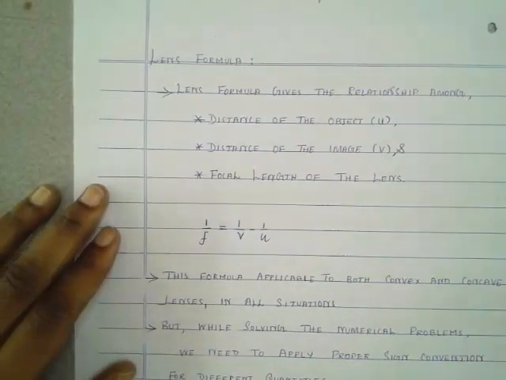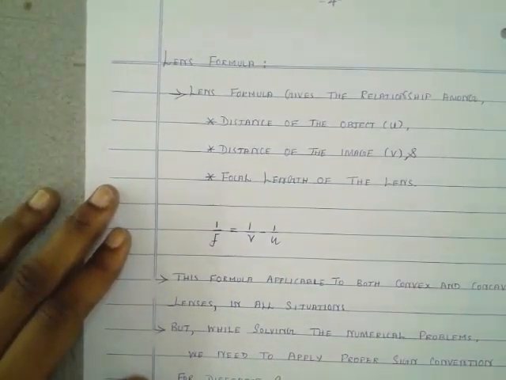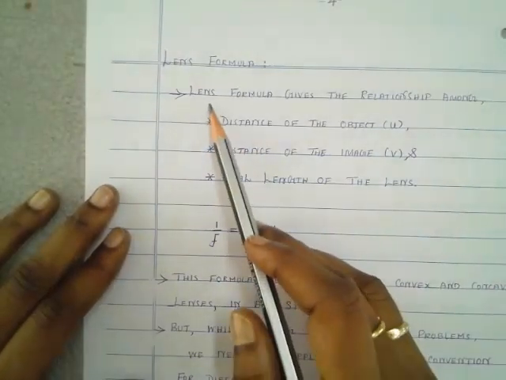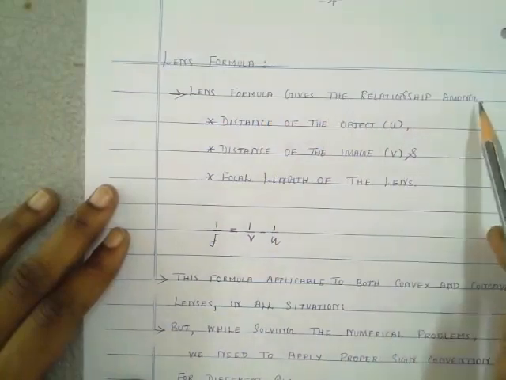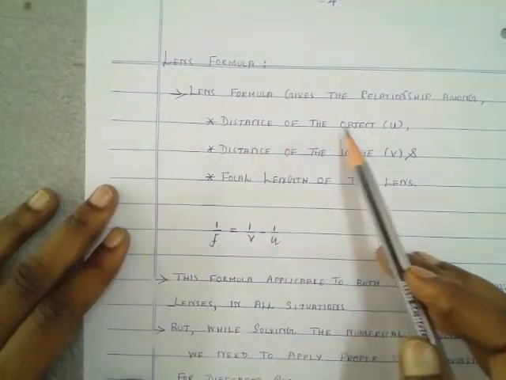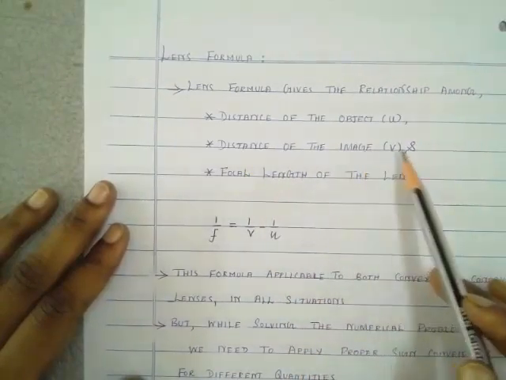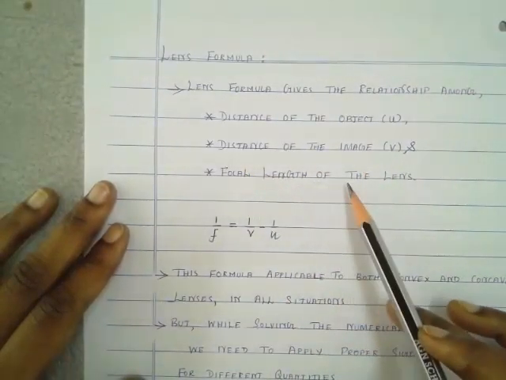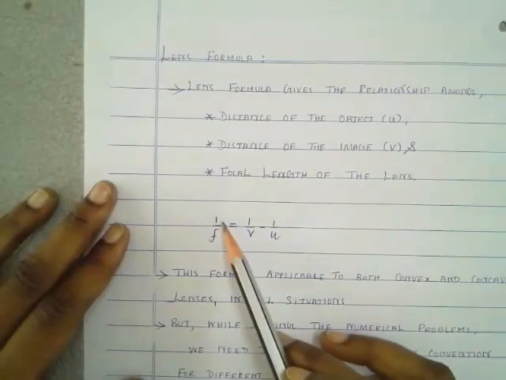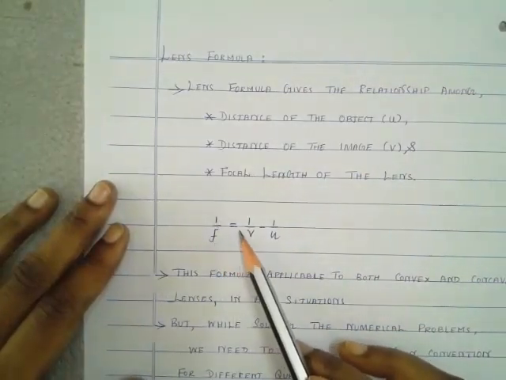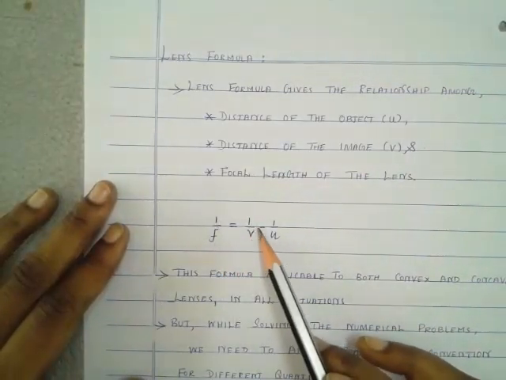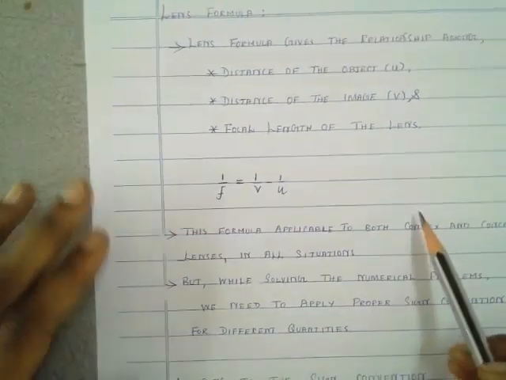In this session, we will see the lens formula. The lens formula gives the relationship among the distance of the object U, the distance of the image V, and the focal length of the lens. That is 1 divided by F is equal to 1 divided by V minus 1 divided by U.